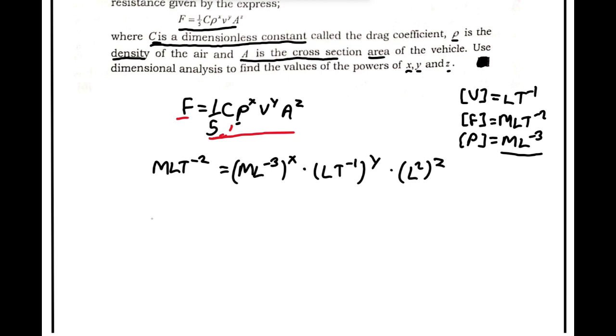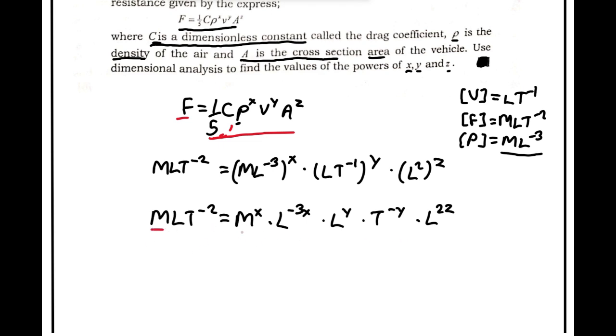Let's simplify the right hand side. We have m. If we open parentheses with the exponent, this is m to the power x multiplied by l to the power -3x multiplied by l to the power y multiplied by t to the power -y multiplied by l to the power 2z is equal to m l t^-2. Now, the law of homogeneity states that the left-hand side dimensions have to be equal to the right-hand side dimensions.